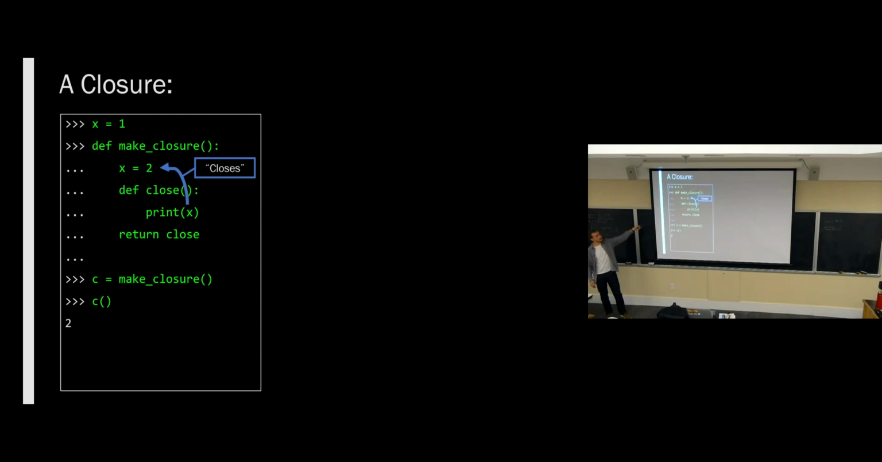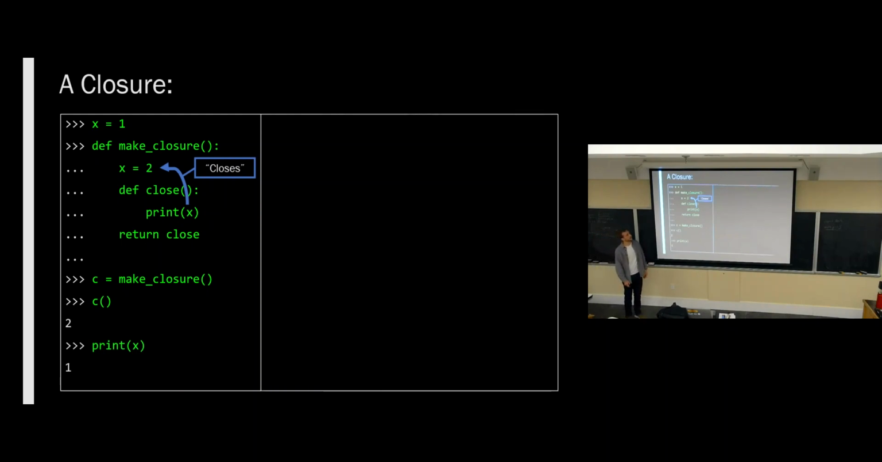The problem is this scope has now returned, it's gone. So it turns out that Python actually saves information about your enclosing scope if it needs to, in order to make whatever functions that were defined inside of it work after that scope terminates. X is still 1. And we can see this here.